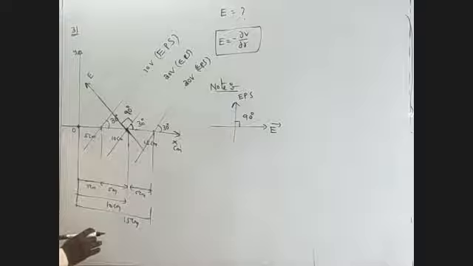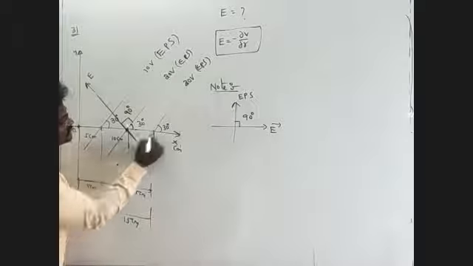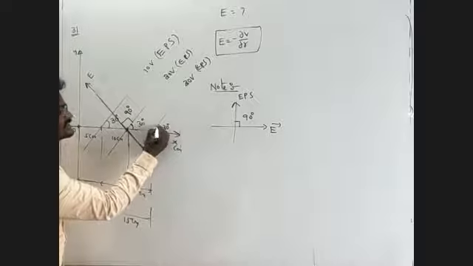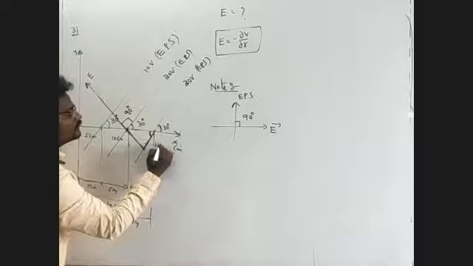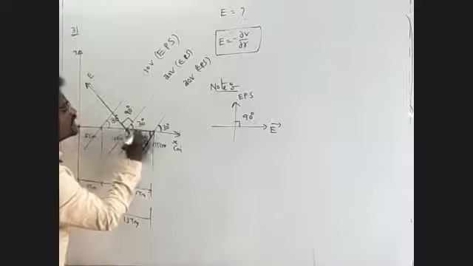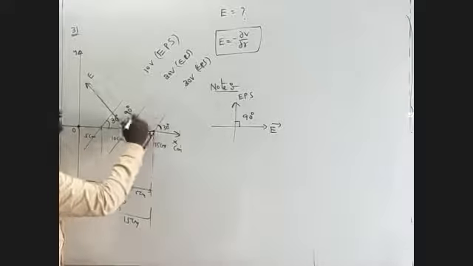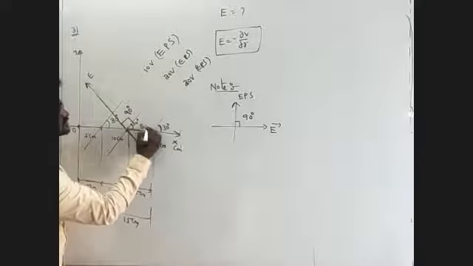We draw the perpendicular. Now this is a triangle. You see the triangle? This is 30 degrees, and this is the opposite side. So what is the angle here? 30 degrees. So what is the length of this one? 5 centimeters.